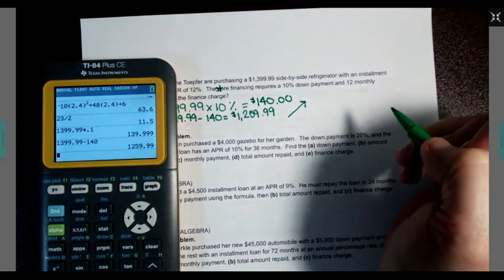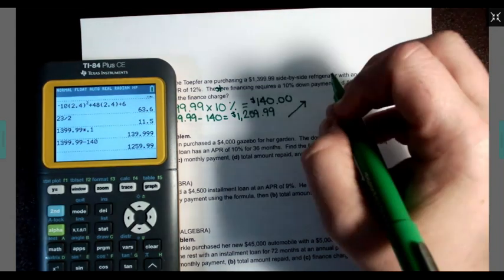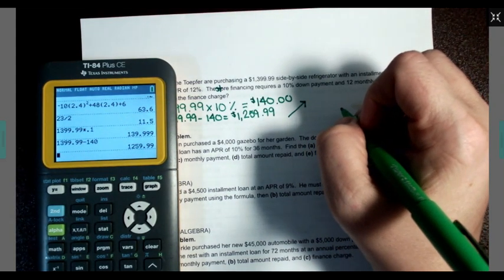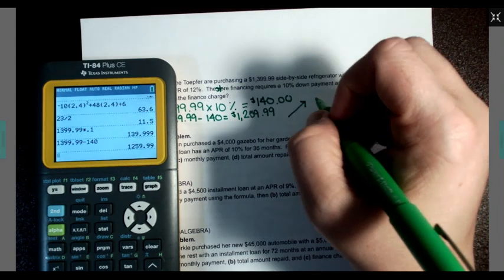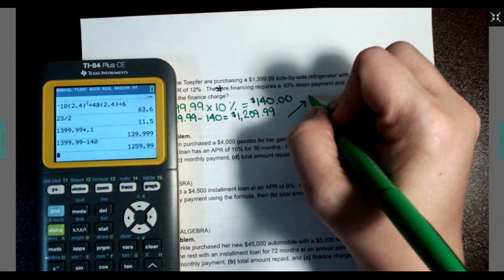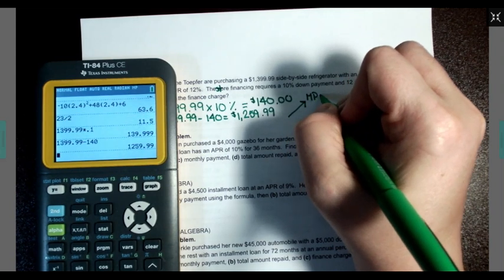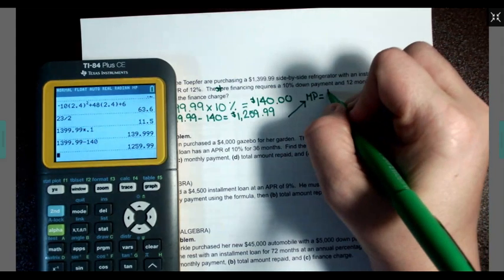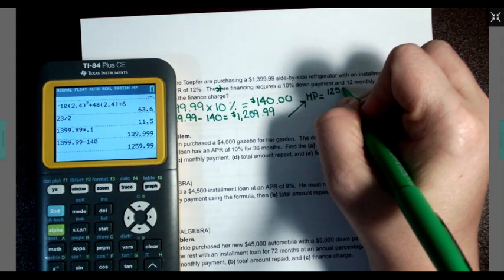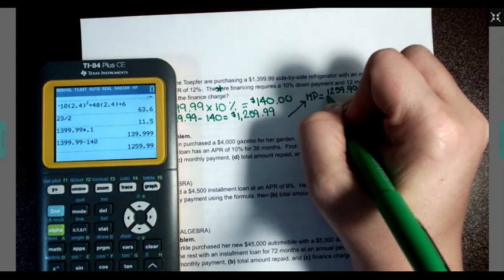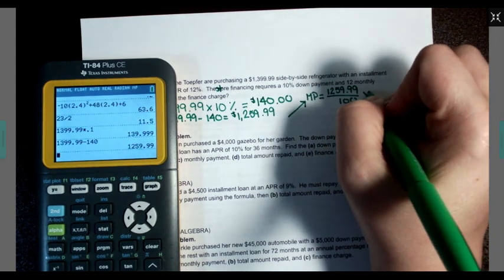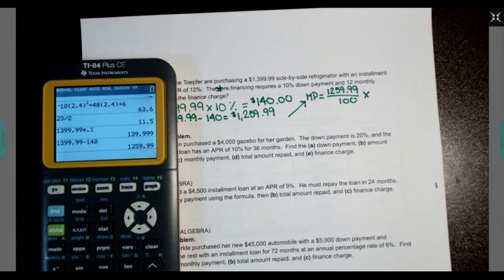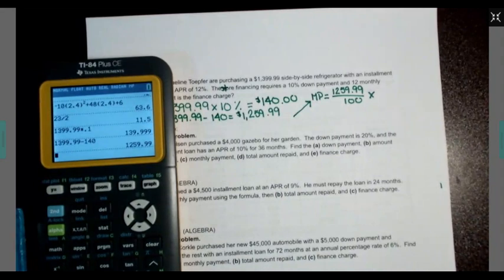Now I can move into today's lesson. We need to find our monthly payments. Monthly payment equals your amount of your loan, which is this $1,259.99 divided by 100 times the number that we're going to find on page A13. So let's get a book. I'm going to flip it to A13.